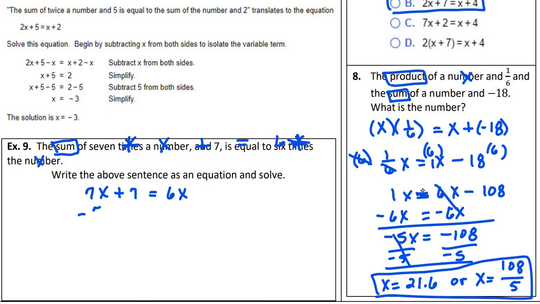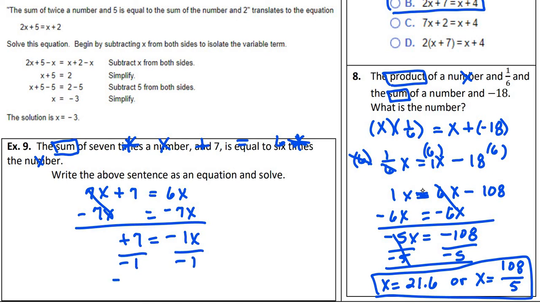Now we're going to solve it just like we would any equation. So I'm going to say the opposite of a positive 7x is a negative 7x, so this cancels out. So I have 7 equals -1x, because 6 minus 7 is -1, but remember, you can never ever have a negative variable for a final answer. So I'm going to divide both sides by -1, and 7 divided by -1 is -7. So my answer is -7 right here.